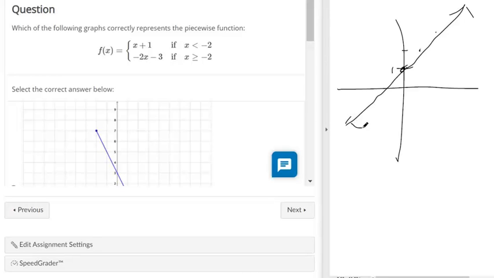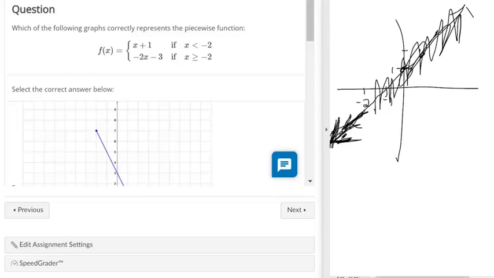But this function is only supposed to exist when x is less than negative 2. So here's negative 1, here's negative 2. Everything other than this part of the graph needs to be canceled out, taken away. This is not part of the graph because the graph is only supposed to exist when x is less than negative 2. So this is the only part of that line that should exist.